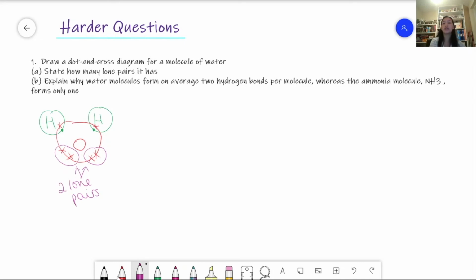For B, explain why water molecules form on average 2 hydrogen bonds per molecule, whereas the ammonia molecule forms only 1. If we have a look at ammonia, we have nitrogen, which is in group 5, so it has 5 electrons. If we bond 3 hydrogens, and these are all covalent bonds, then we have only 1 lone pair left, this one.